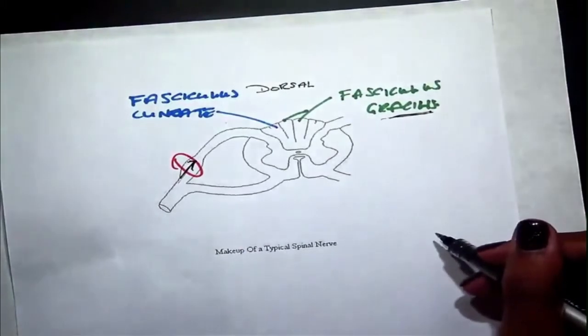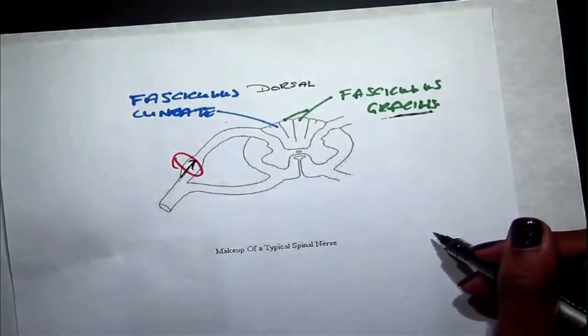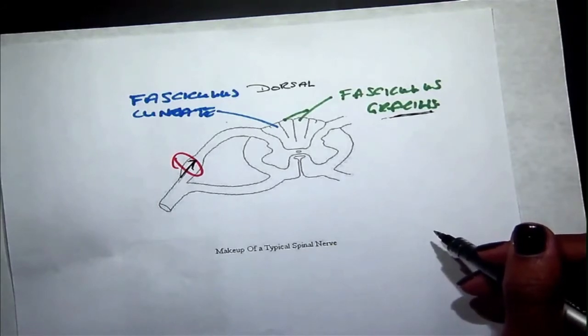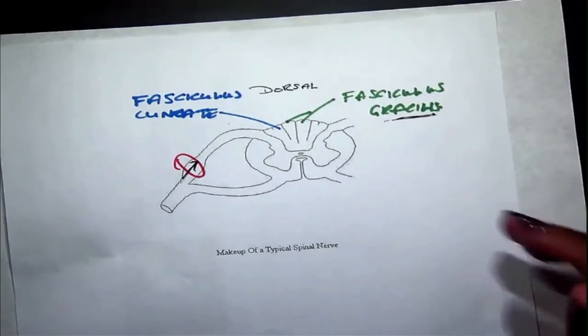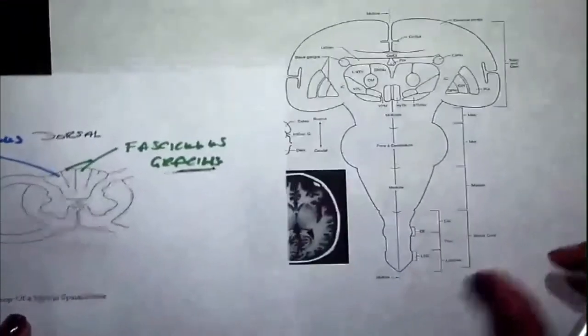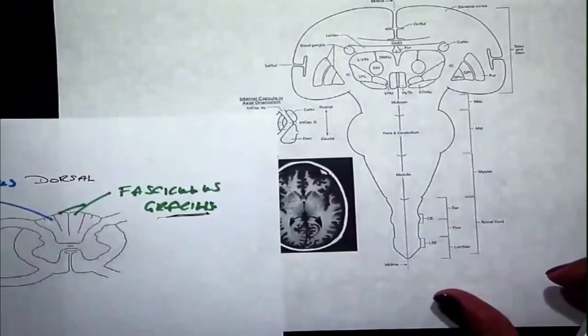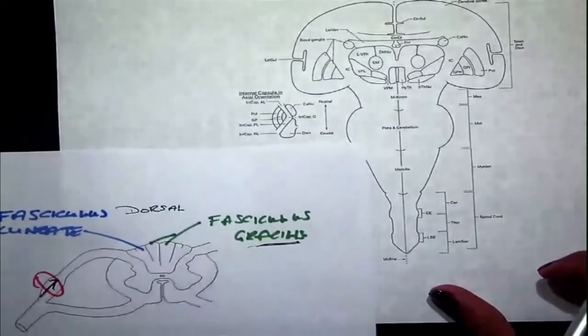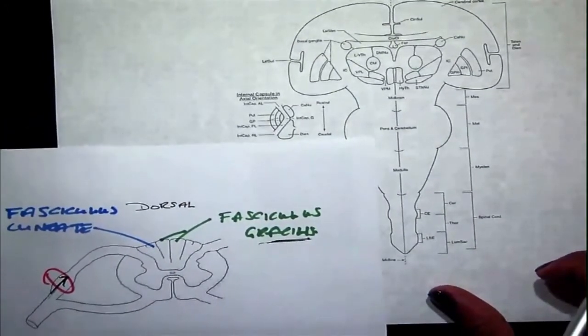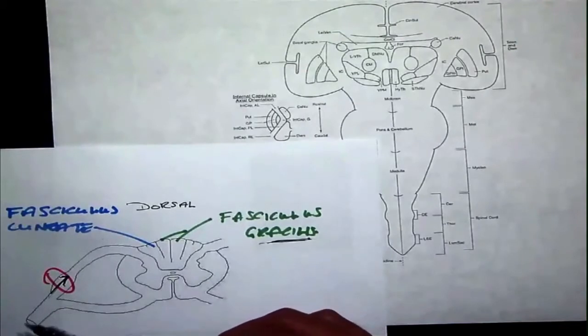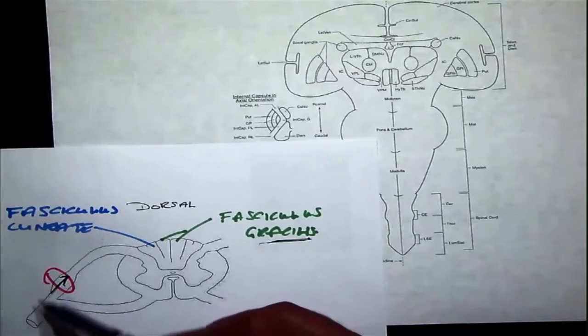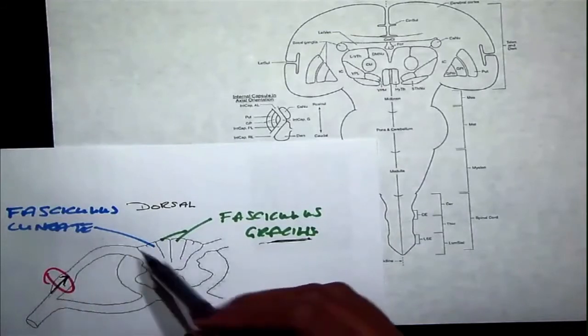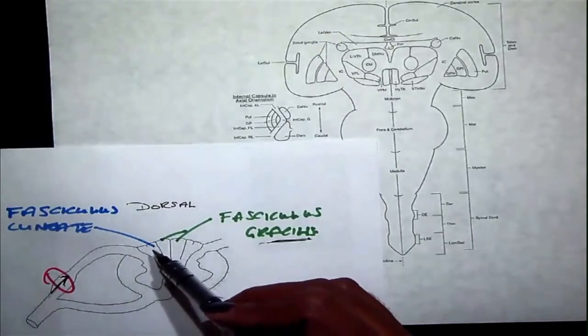These tracts run ipsilaterally in the spinal cord. Remember that ipsilaterally means on the same side of the body. For example, fine touch sensation in the left hand would travel from the periphery into the dorsal root ganglion through the fasciculus cuneatus on the left, and the same sensation, if occurring in the foot, would travel through the fasciculus gracilis.